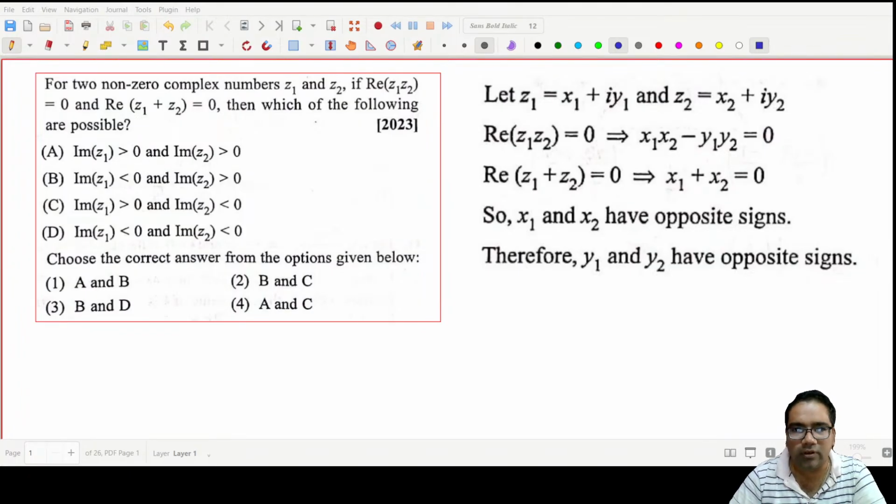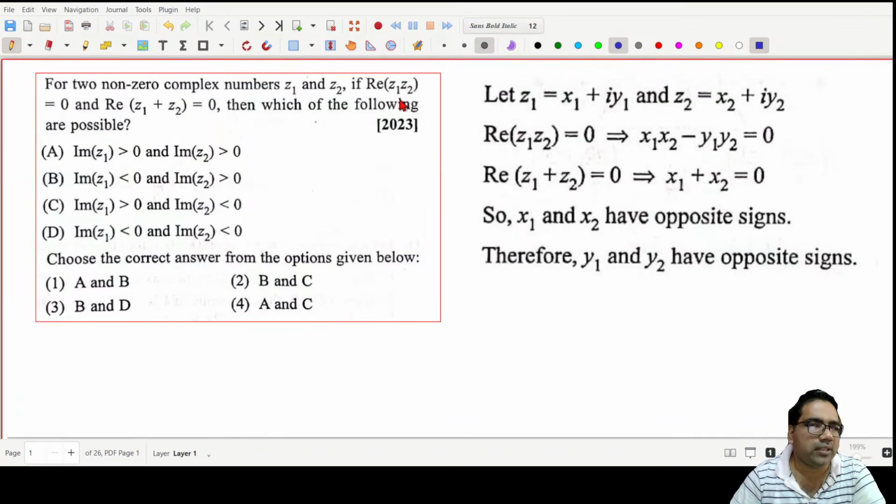Okay, cool. So when you multiply two complex numbers, you will get a third complex number, right? Similarly, when you add two complex numbers, you will get a third complex number, right? Now let's say Z1 is x1 plus iy1, Z2 equals x2 plus iy2. Real of Z1 Z2 equals 0. What does that mean? What is real of Z1 Z2? This is x1 into x2 minus y1 into y2.